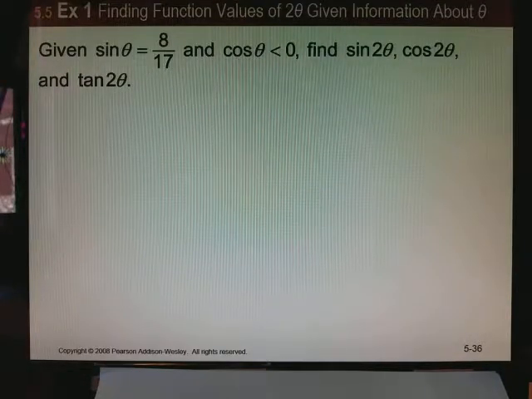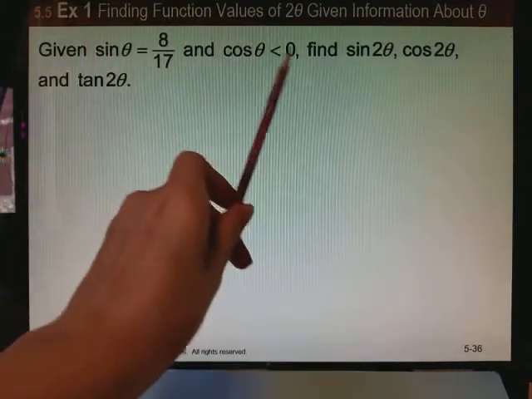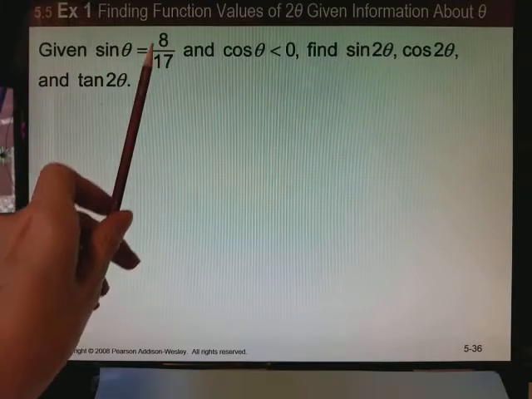I'm given the sine of theta is 8/17. I'm given the cosine of theta is a negative value. We're supposed to find the sine of 2 theta, cosine 2 theta, and tangent 2 theta. You guys, first off, this picture right here is going to be for theta only. Sine of theta is 8/17.